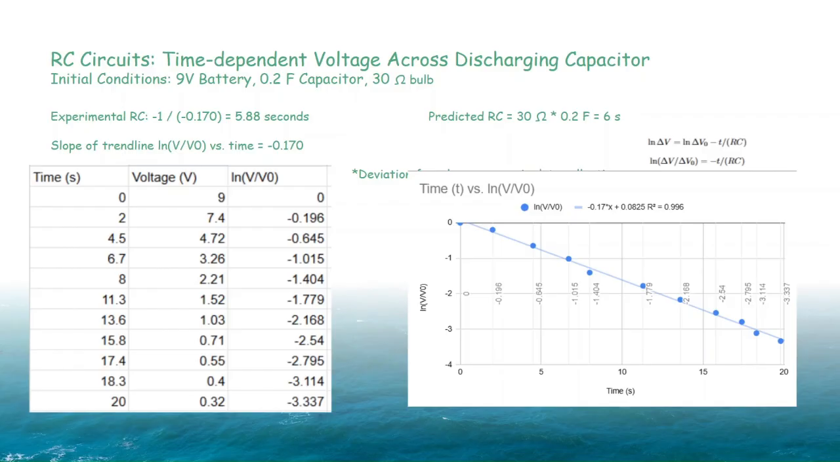The predicted time constant was found by multiplying the resistor and capacitor values. And from the data, we got our time constant by dividing negative 1 by the slope, which was negative 0.170, which was calculated to be 5.88, and this was close to the predicted time constant for the RC of 6 seconds, and the difference may be attributed to errors with using the stopwatch.